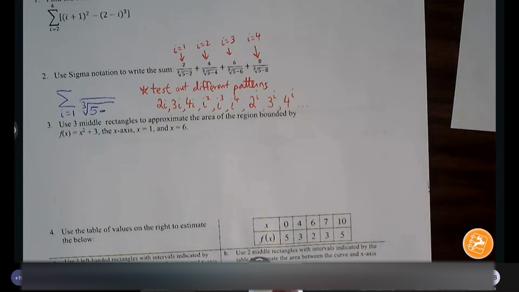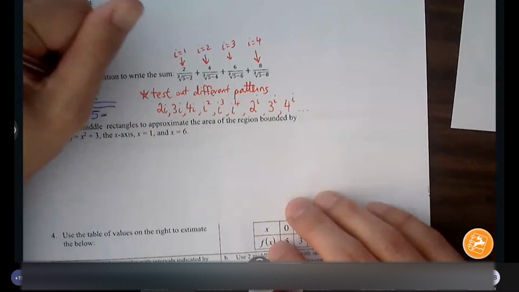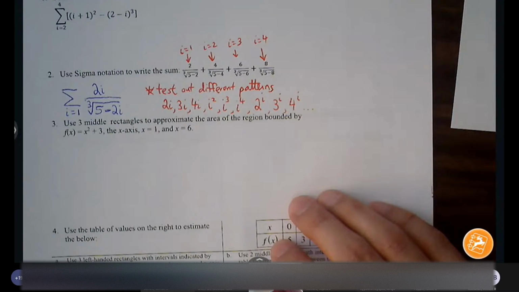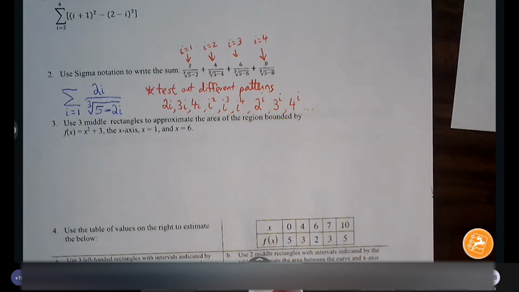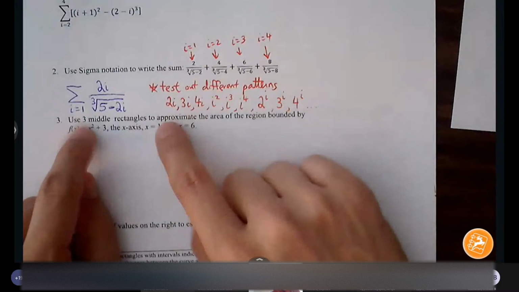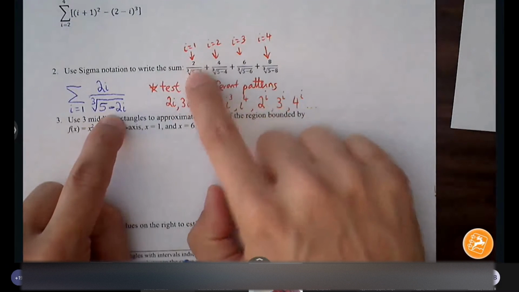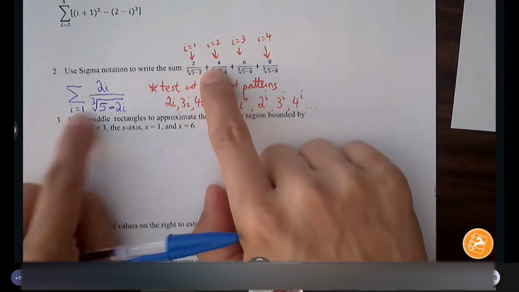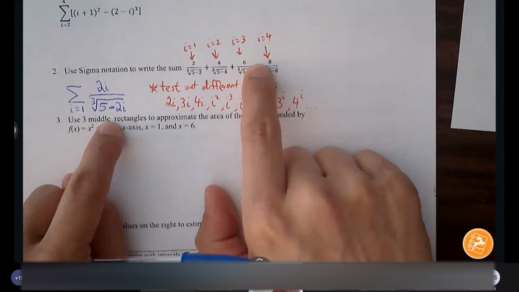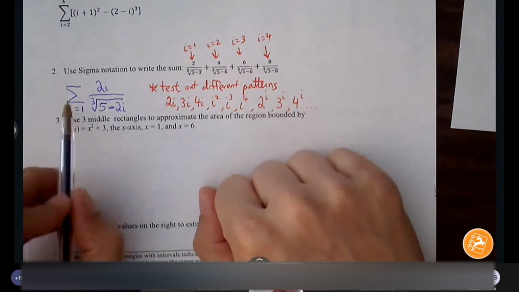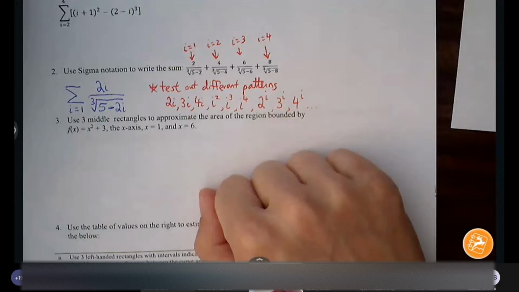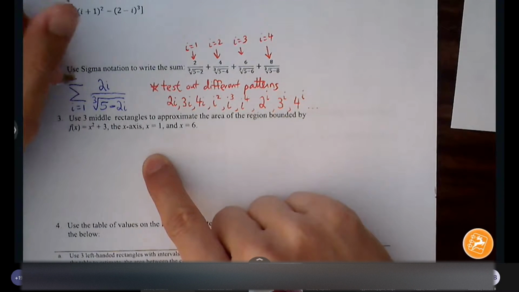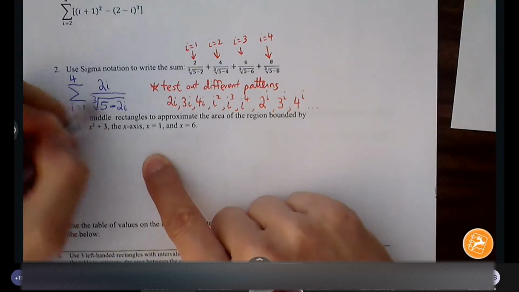Maybe 2i. 2i. I think it's always a good idea when you find what you think is your pattern to actually test it out, right? It may not work for every term, so you want to test it out. So if I plug 1 in for i, 2 times 1 is 2, that works out well. Plug 2 in for i, 2 times 2 is 4. 3, I get 6. 4, I get 8. So what do I put for my upper bound here? 4. 4, because that's the last i value I put into my expression.